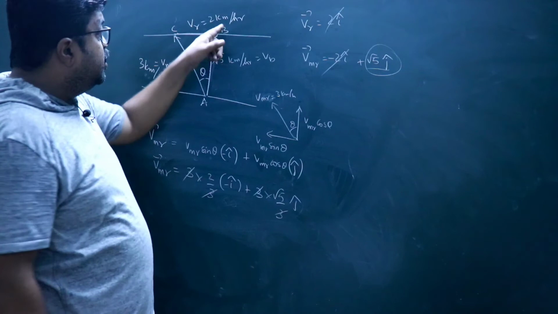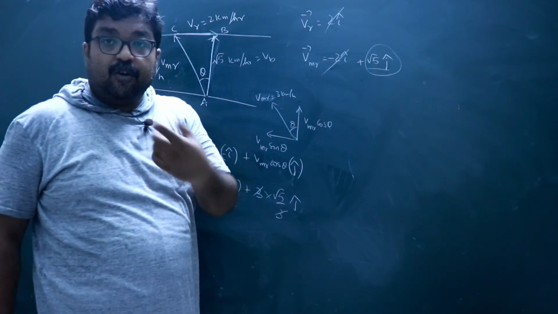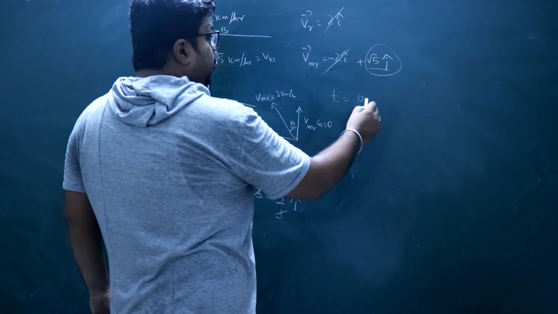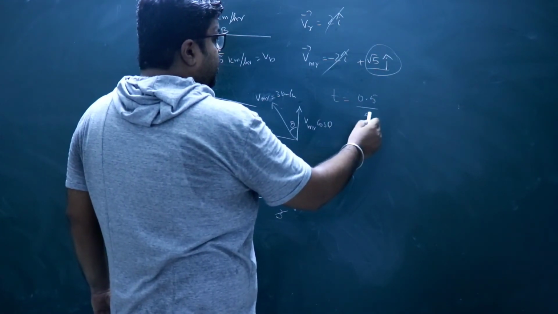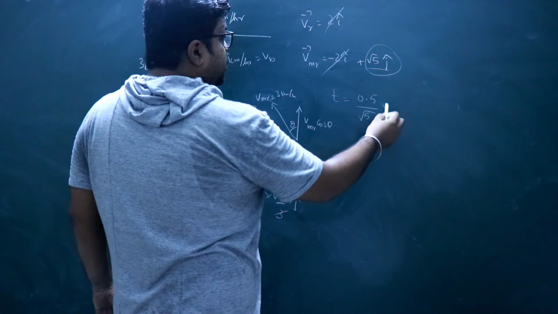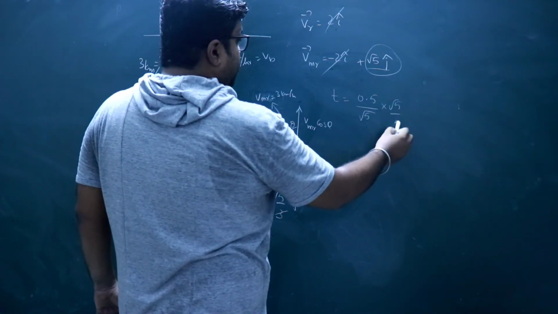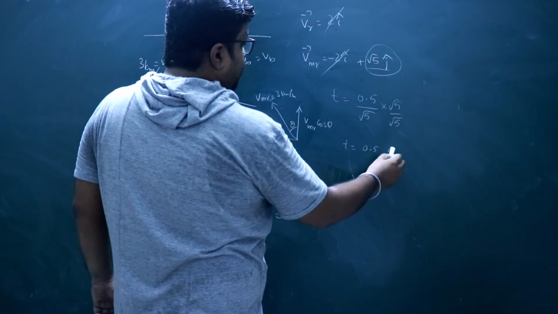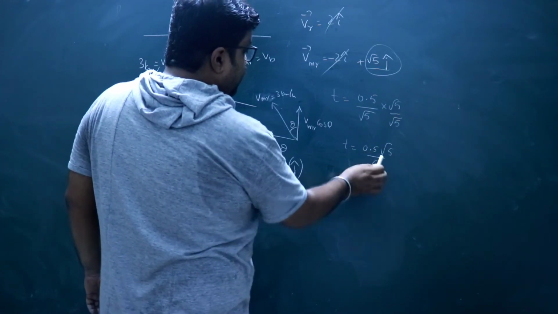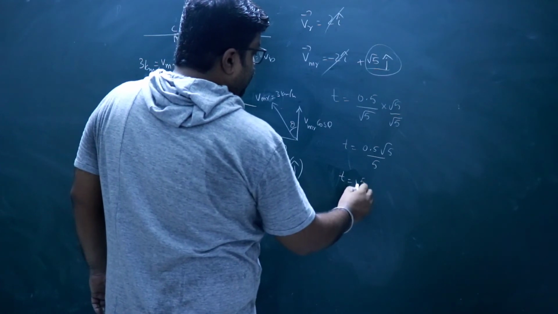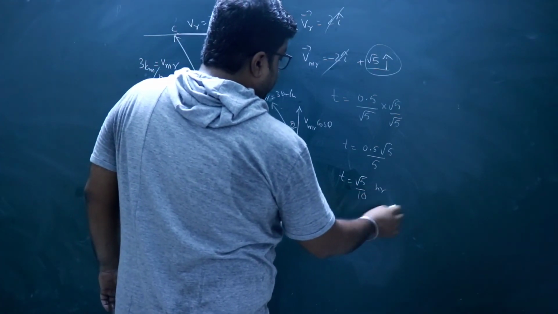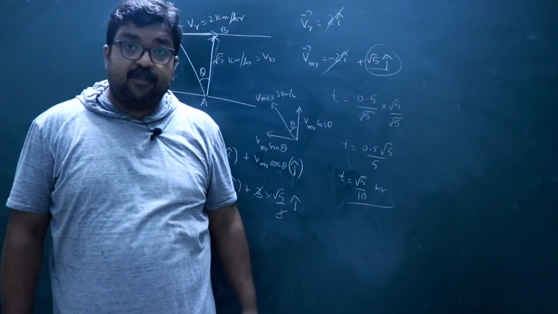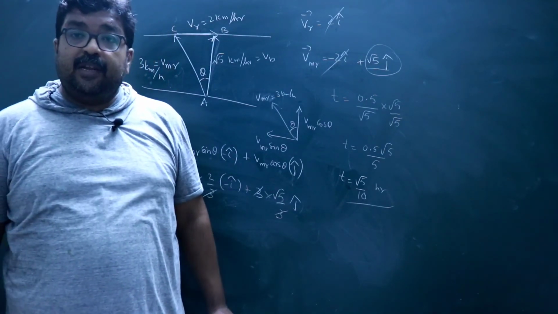And how much is the displacement? It is 500 meter or 0.5 kilometer. So time taken to cross the river will be 0.5 divided by root 5. So this is into root 5 by root 5. So t is equal to 0.5 root 5 by 5. So that is t is equal to root 5 by 10 hour. So this is another way to approach the same question. I hope this concept is clear to you.